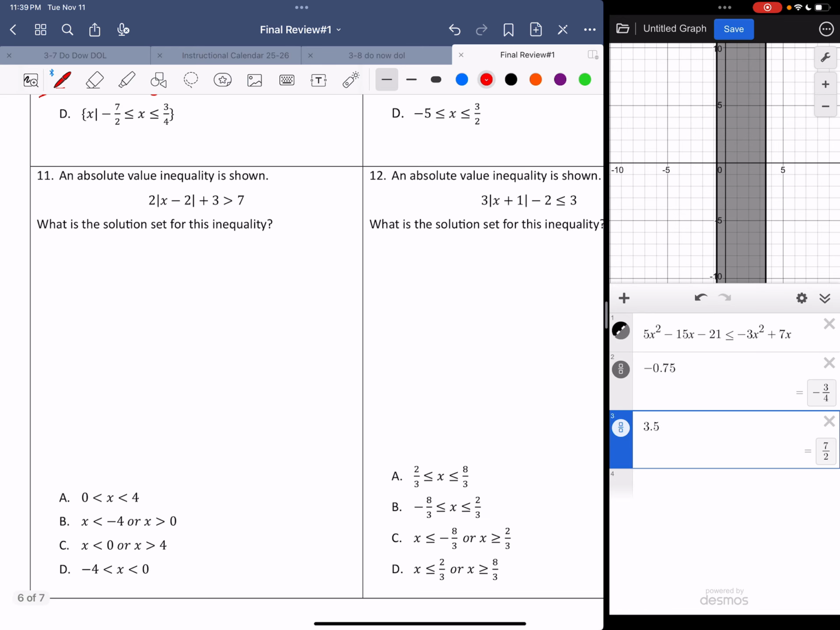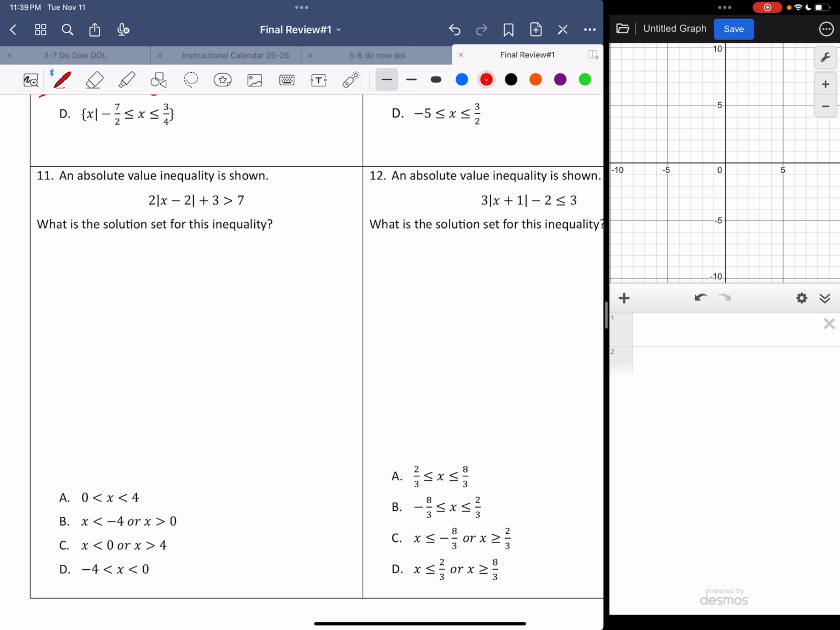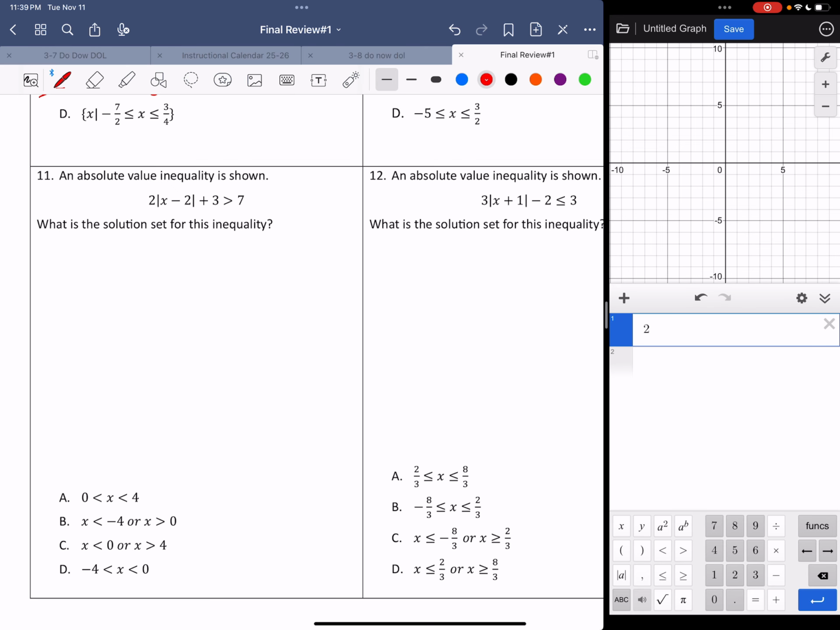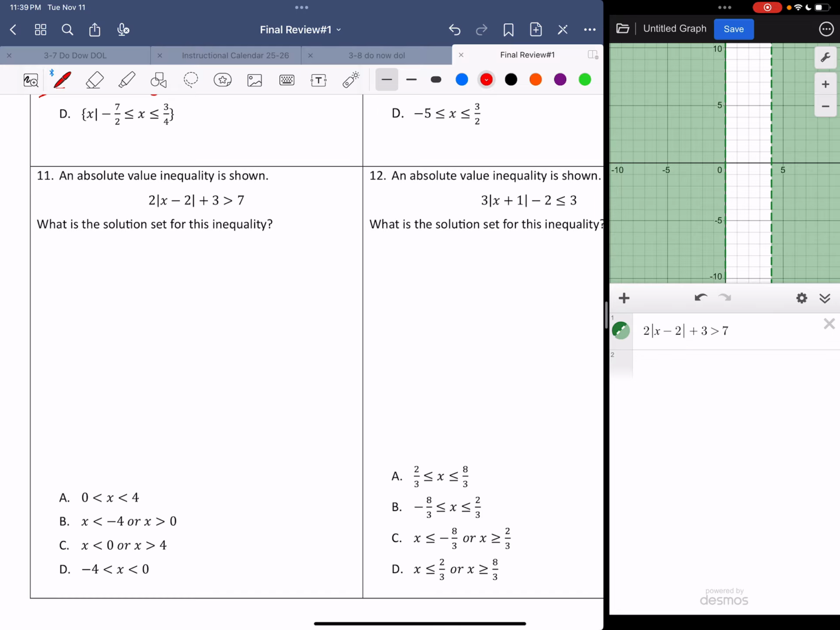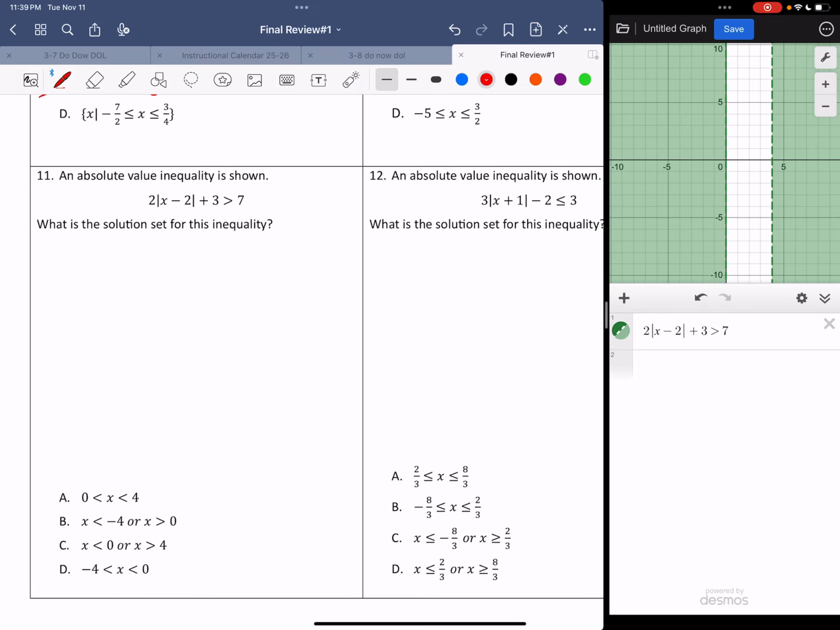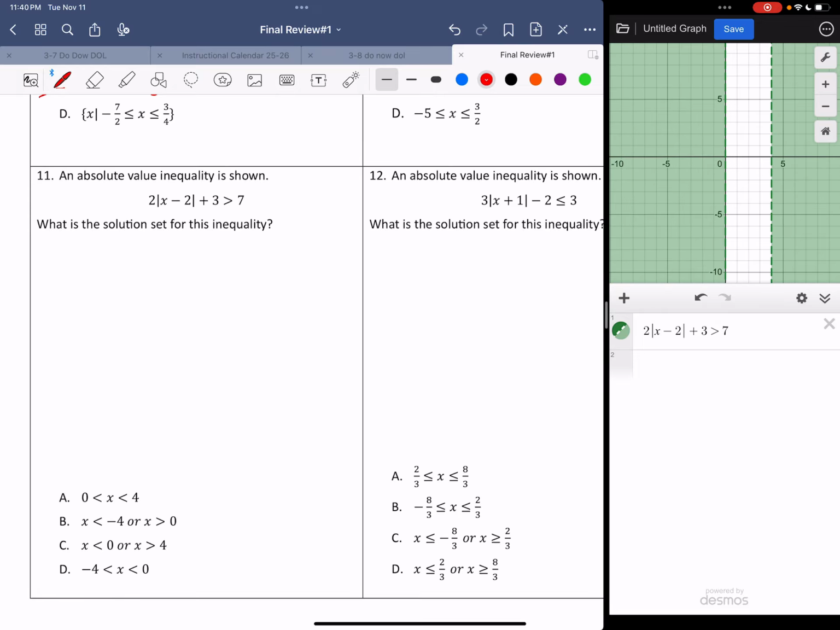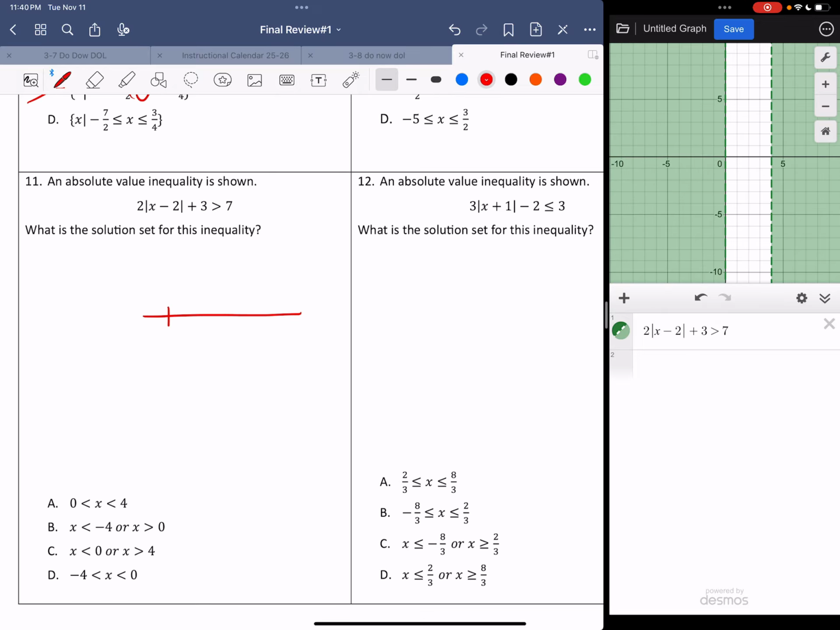Question number 11 is going to be slightly tricky. If you put this into an inequality, the absolute value of x minus 2 plus 3 is greater than 7. We have this. The only problem is you cannot really click the point. So you have some special method in this case. Although this one is really easy to tell. Do you see this one is shaded outside?